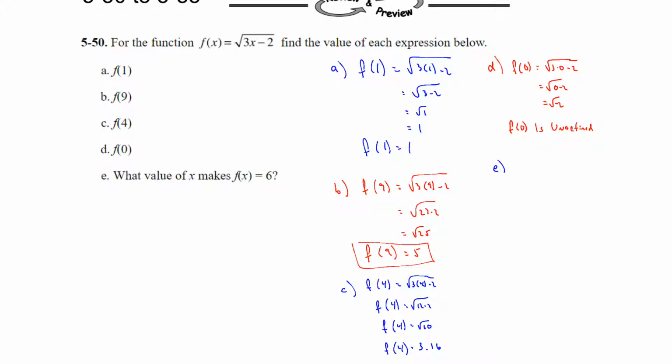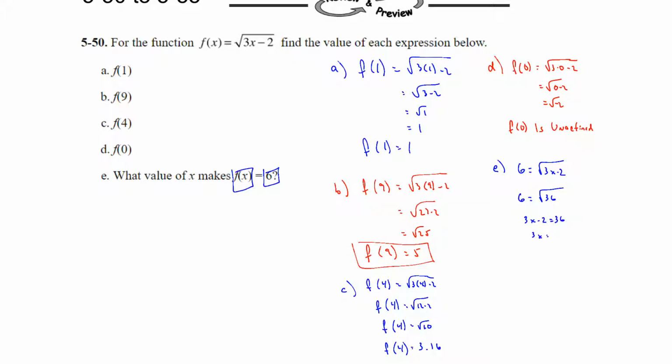And then on part E, it says what value of x makes f of x equal 6. So now f of x and 6 are equivalent. So we're going to replace f of x, which is our output, with 6. So 6 is equal to the square root of 3x minus 2. Now we could do this a couple of different ways. We could ask ourselves, what square root is going to give us 6? Well, that would be 36. So we could say, therefore, that 3x minus 2 has to equal 36.